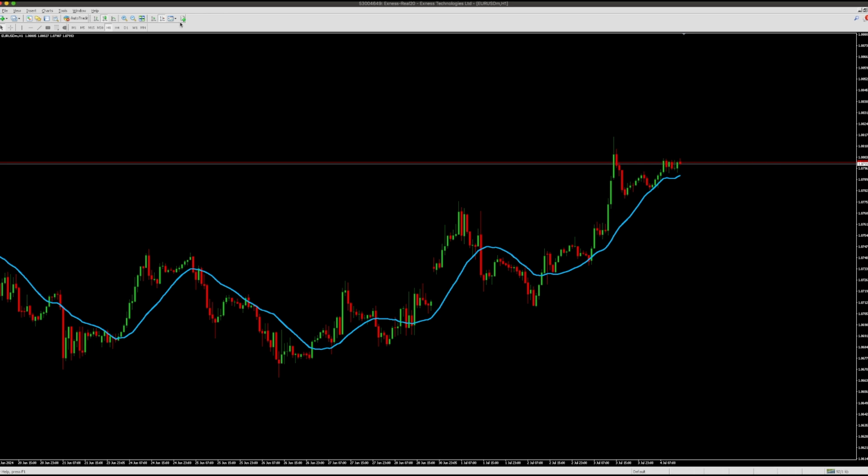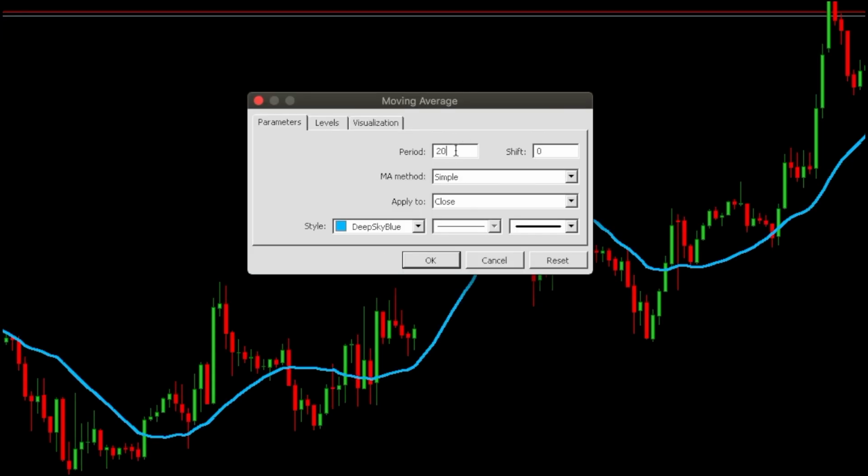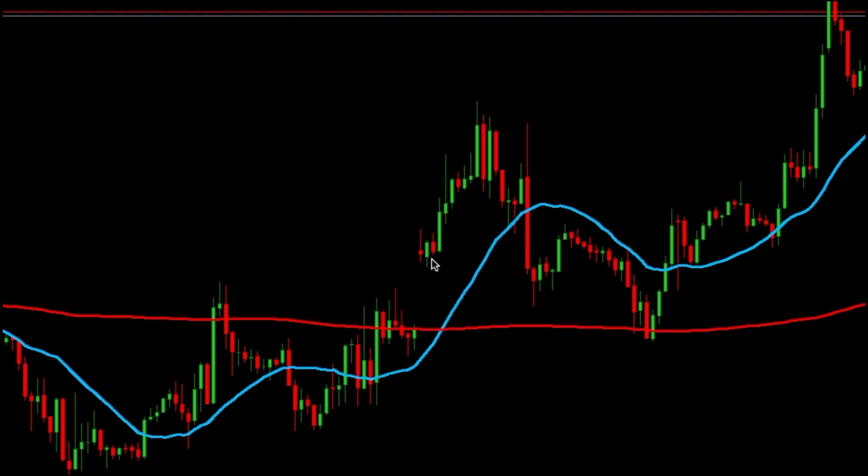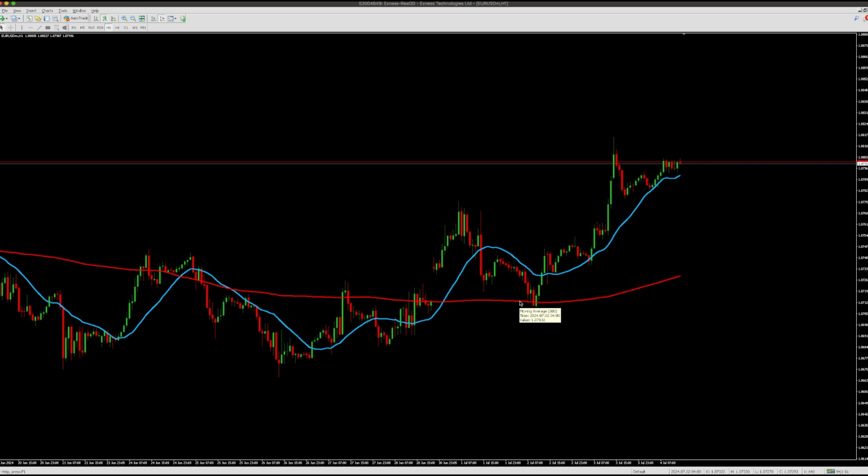Okay, and then I also want to add another moving average, which is a 200 period moving average. Leave the settings as they are and just change the color here. We'll use the color red. Okay, I'll click OK. So this red one is a 200 period moving average, and the light blue one is the 20 period moving average.